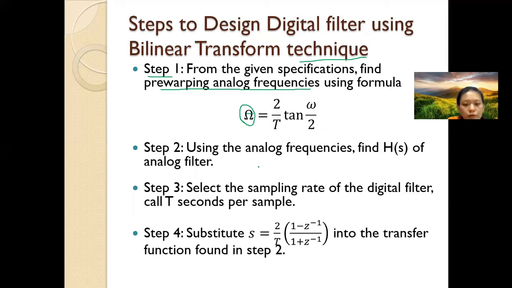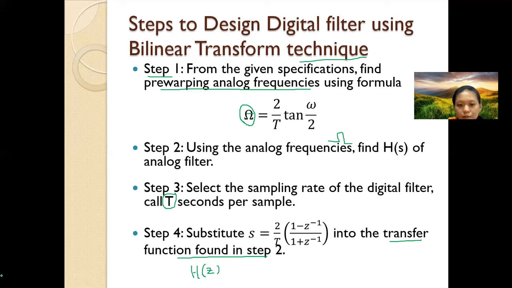Second step, we use the analog frequency omega that was given to find the H(s) of our analog filter. After that, we will select the sampling rate of our digital filter, known as T in seconds per sample. Step number 4, we will substitute S equals to 2 divided by T multiplied by (1 minus z to the power of minus 1) divided by (1 plus z to the power of minus 1) into the transfer function that we found in step 2. Okay. After that, we will obtain our H(z), which is our digital transfer function.